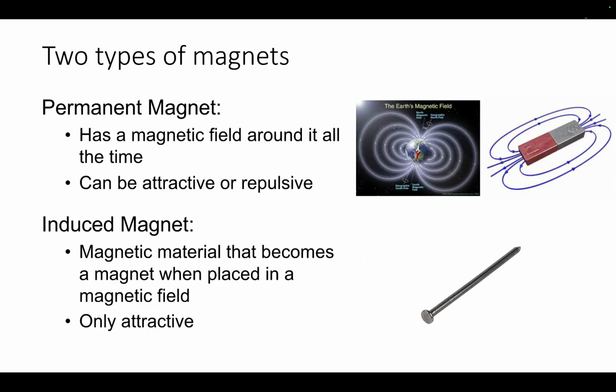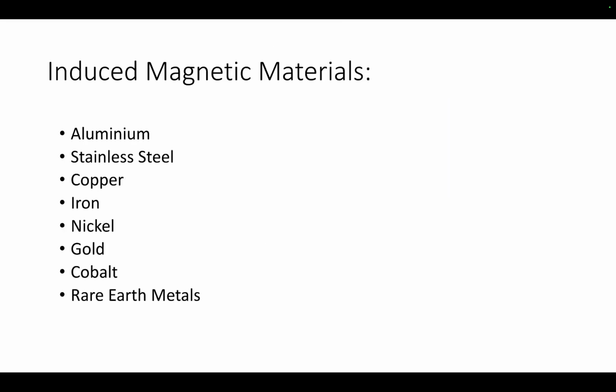Next slide, I'm going to give you some examples of induced magnets. All right, so here we go. Aluminium, or aluminum if you're American, stainless steel, copper, iron, nickel, gold, cobalt, and different rare earth metals. I want you to know a few of those. You could be asked for some examples of induced magnets.